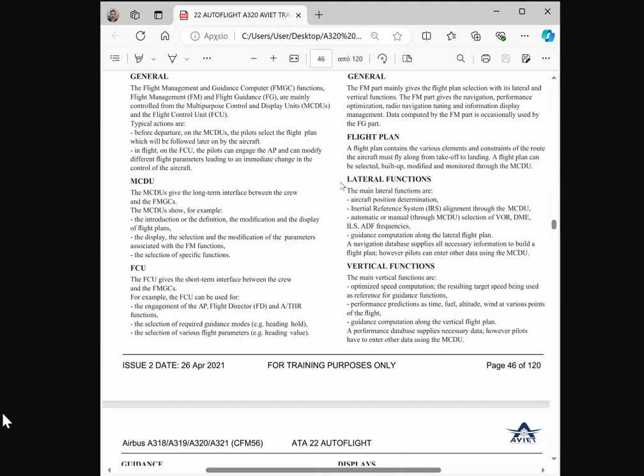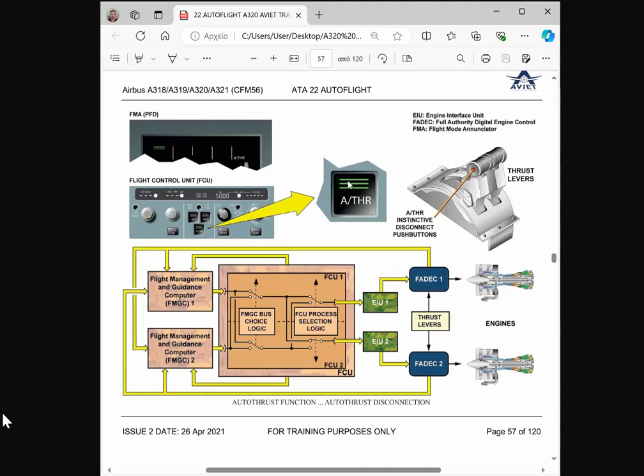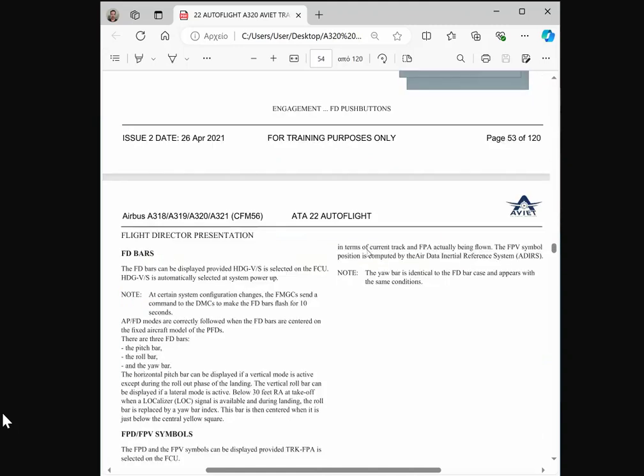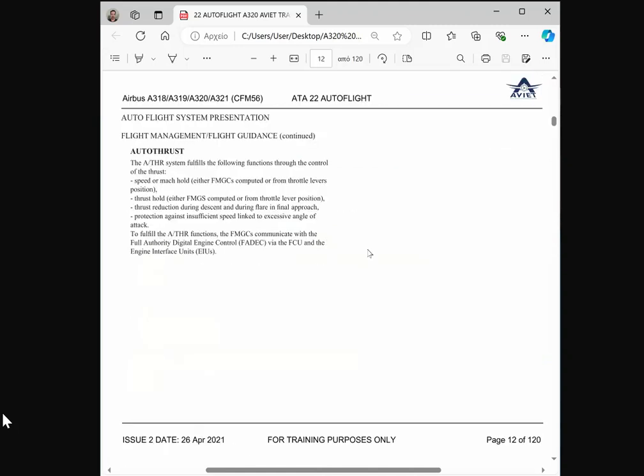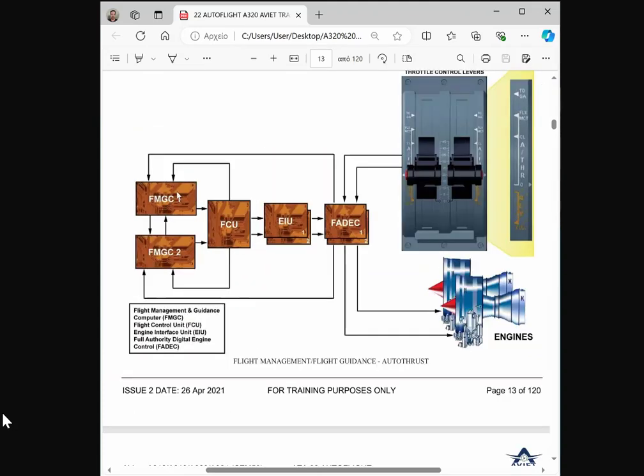That's it. You see, guys, if you see these green bars on, the system will see these bars are on. So it understands that the captain used the auto thrust. If the captain used the auto thrust and I'm going to increase the speed, it will pass from the FMGC the information to the FCU, the flight control unit. If the push button is on green, it will pass this information to the engine interface unit.